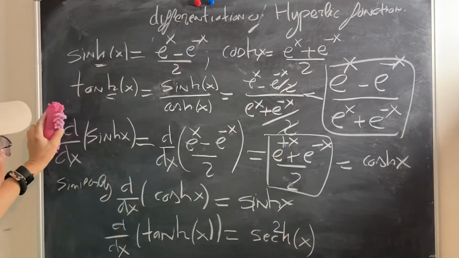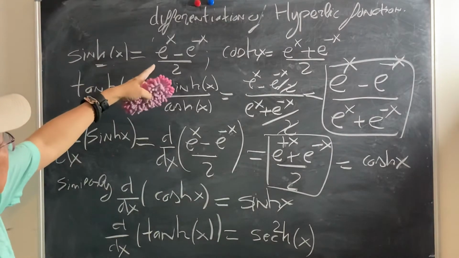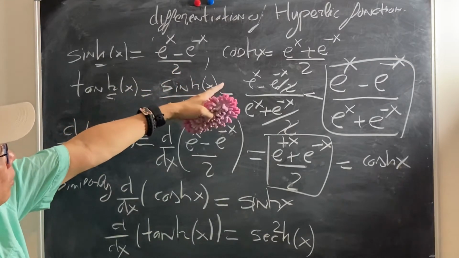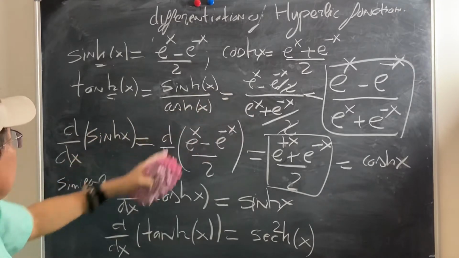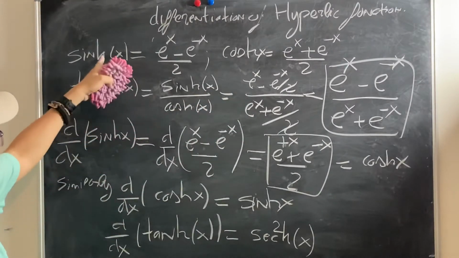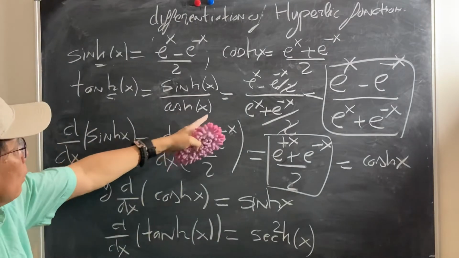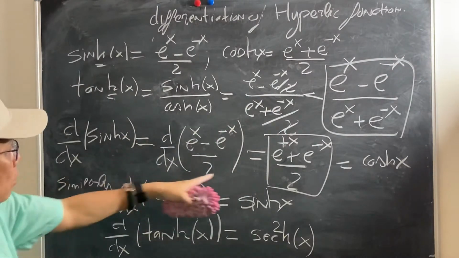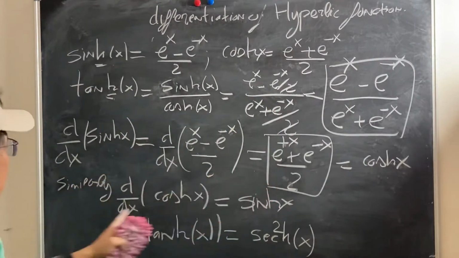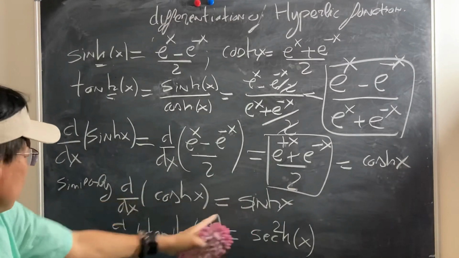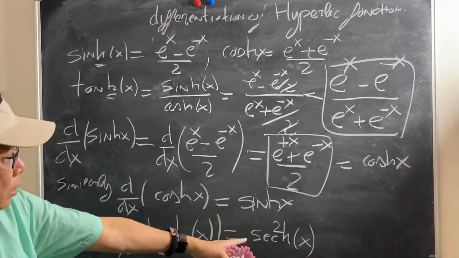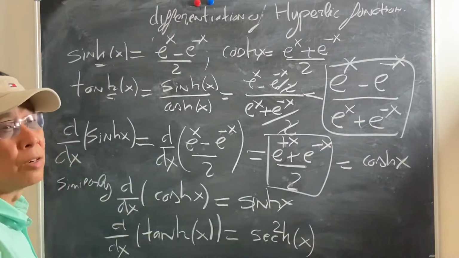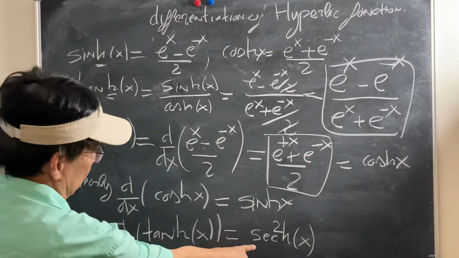Okay, sinh of x equals e to the x minus e to the minus x divided by 2, cosh of x equals e to the x plus e to the minus x divided by 2, and tanh of x equals sinh of x divided by cosh of x. So take this 2 divided by 2, you have that answer. And the derivative of sinh of x equals cosh of x, the derivative of cosh of x equals sinh of x, and the derivative of tanh x equals sech squared of x. Okay, it's almost similar to trigonometric functions, but it's a little different.